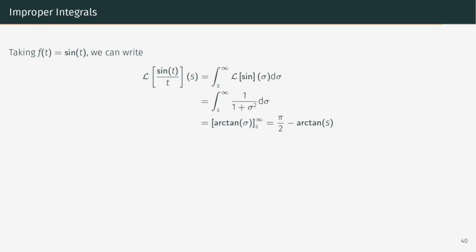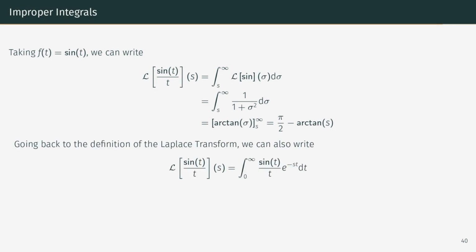Taking f of t equals the sine of t, then we can write that the Laplace transform of the sine of t over t equals the integral of the Laplace transform of the sine of sigma d sigma from s to infinity. This then equals the integral of 1 over 1 plus sigma squared d sigma from s to infinity. And we can find that this equals the arctangent of sigma from s to infinity. And evaluating the bounds gives us pi over 2 minus the arctangent of s.